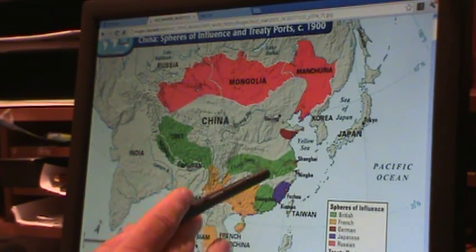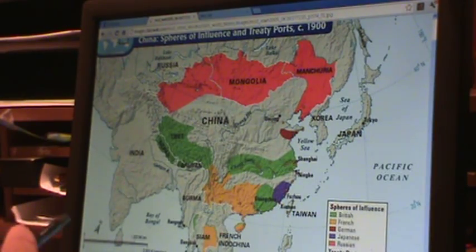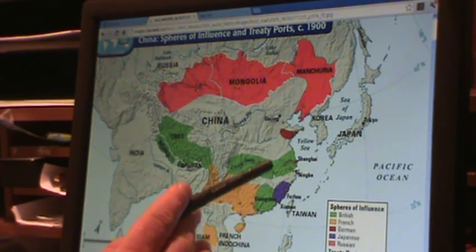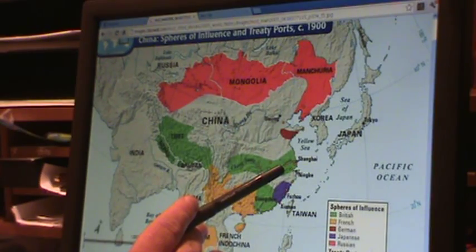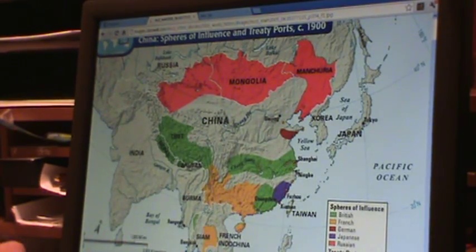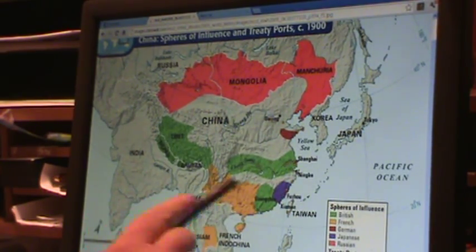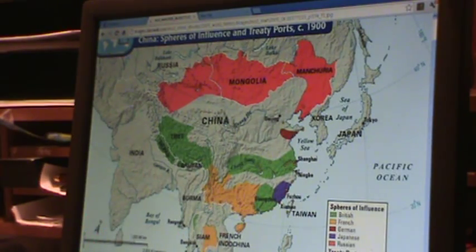And that might be fine. There's nothing wrong with a British court, but there might be something wrong with a British court operating on British citizens in a foreign country. That's extraterritoriality. It means that the rules of France go in the French sphere of influence, not the rules of China.